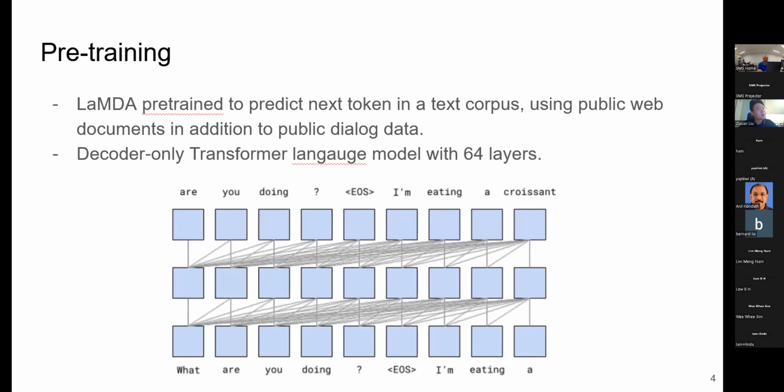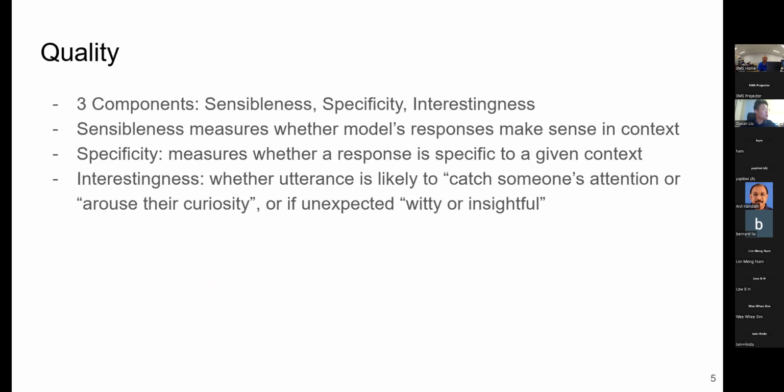Now, they did some pre-training with the 1.56 trillion words in the corpus, and basically it's pre-trained to predict the next token. They use public web documents in addition to public dialogue data. That data makes up the 1.56 trillion words. And it's a decoder-only transformer language model with 64 layers.